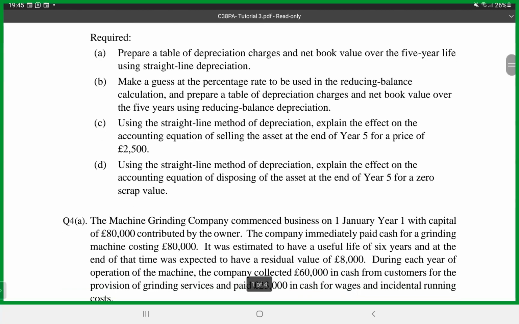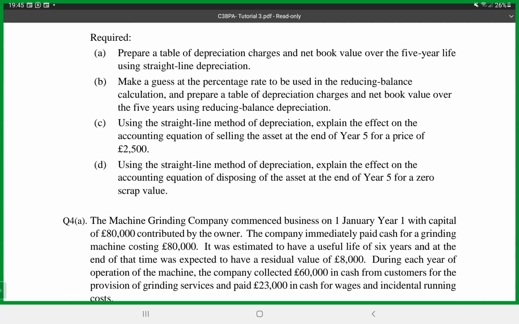Okay, now you can read C. Using the straight line method of depreciation, explain the effect on the accounting equation of selling the asset at the end of year 5 for a price of 2,500. What is the effect? What do you think is the effect?